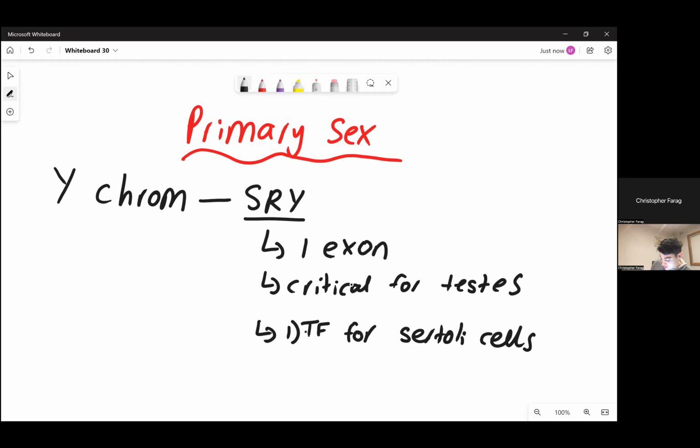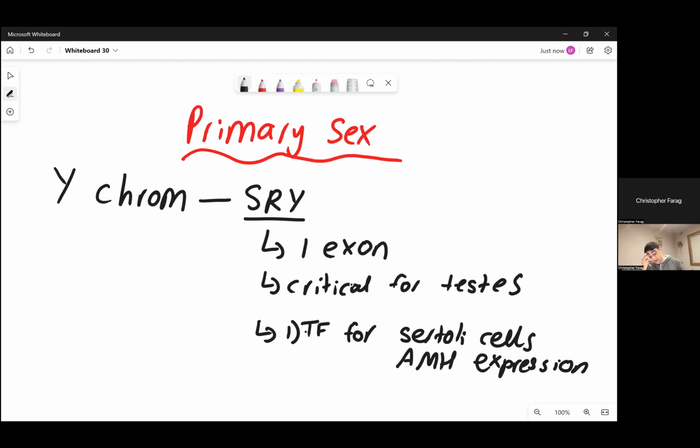And it has effects on Sertoli cells and AMH expression. Okay. So it's critical for the development of Sertoli cells, and it is a transcription factor that is necessary for anti-Müllerian hormone expression. And we're going to go into anti-Müllerian hormone in a bit more detail in a second. All right, so we have this sex-determining region Y, and we know it's critical for the development of the testes because it encodes for the activation of anti-Müllerian hormone and Sertoli cells.